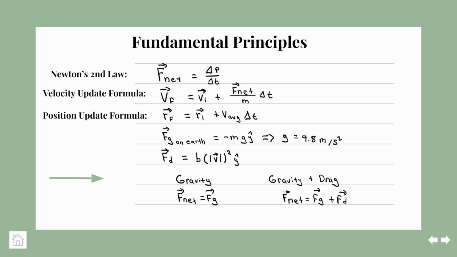Now, for these two models, we're considering gravity and then gravity plus drag. So F net is the sum of the forces on the system. When we're solely considering gravity, F net equals the force of gravity on Earth, which is negative mg y hat, with g being 9.8 meters per second squared, which is the acceleration on Earth. And when we're considering gravity plus drag, our F net is, again, the force of gravity plus the force of drag. And up here, you can see the equations for them.